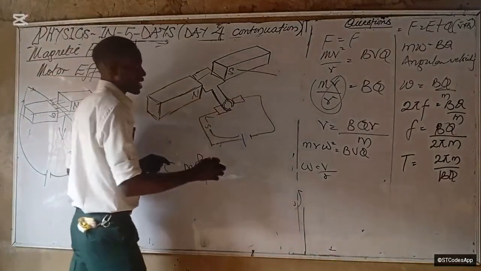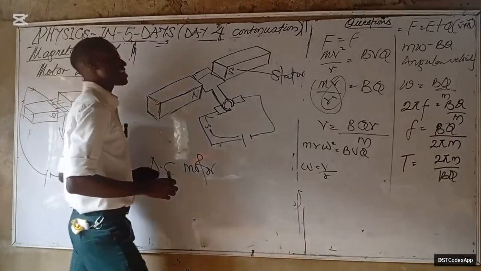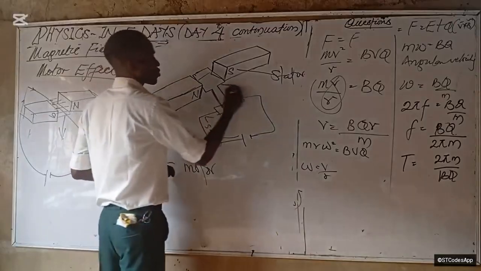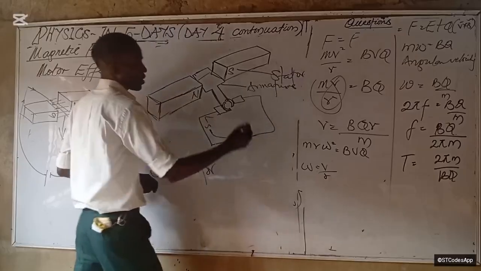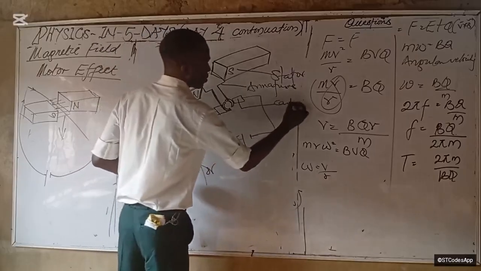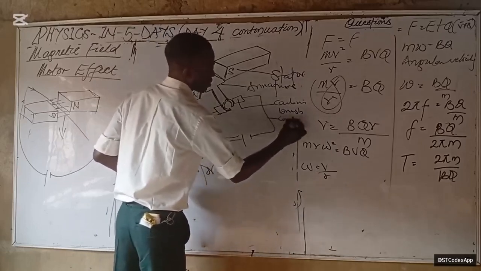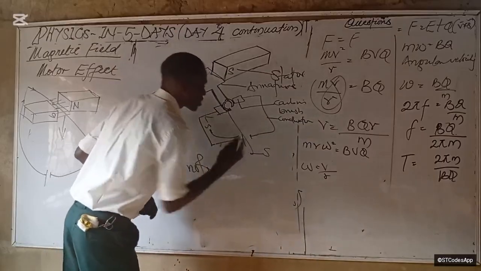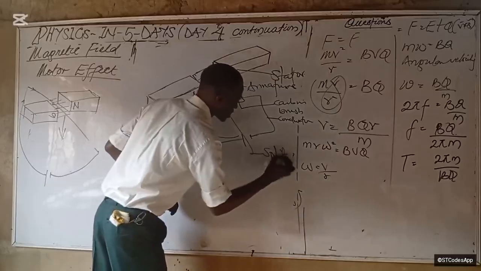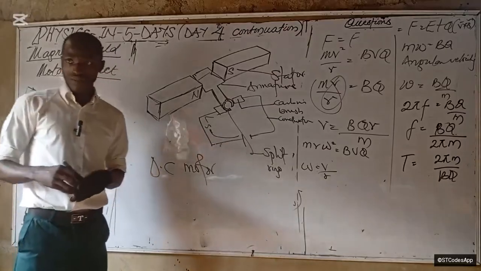Now let's label the parts. This one is the magnet, the stator, the one that is not moving, right? Then this one is the armature. Somebody say armature. Then this guy is the carbon brush. This guy is the conductor. Then this guy now is the split ring. You see the ring is split.